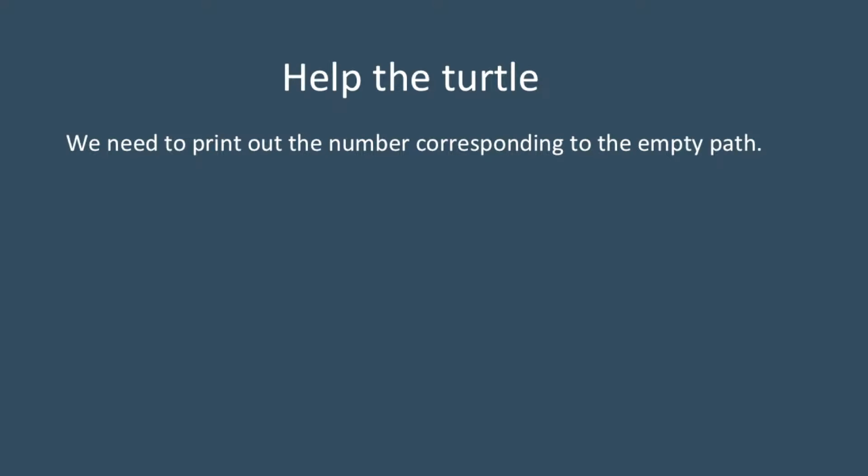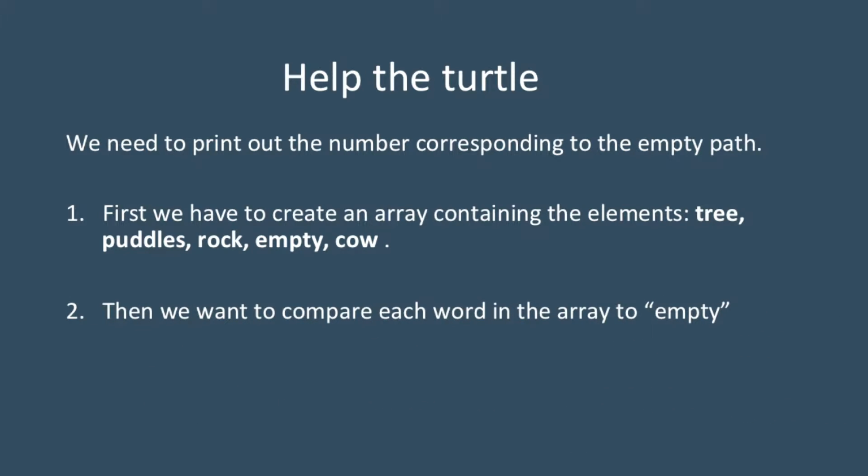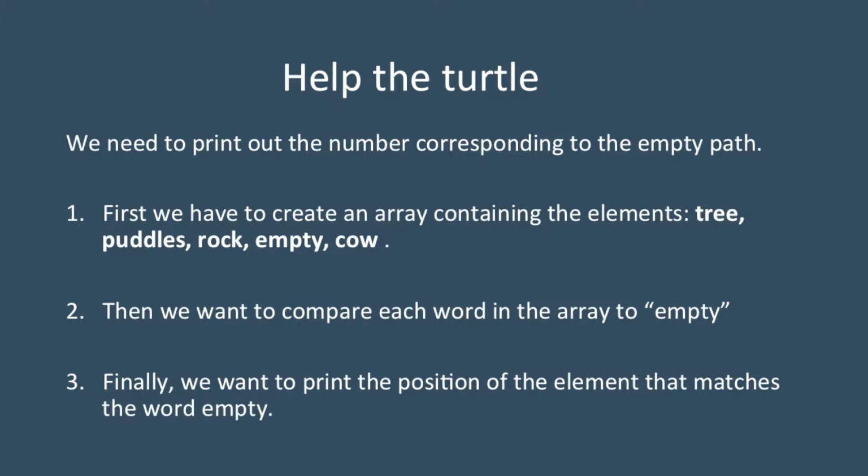First, we have to create an array containing the elements tree, puddles, rock, empty, and cow. Then we want to compare each word in the array to empty. And finally, we want to print the position of the element that matches the word empty.